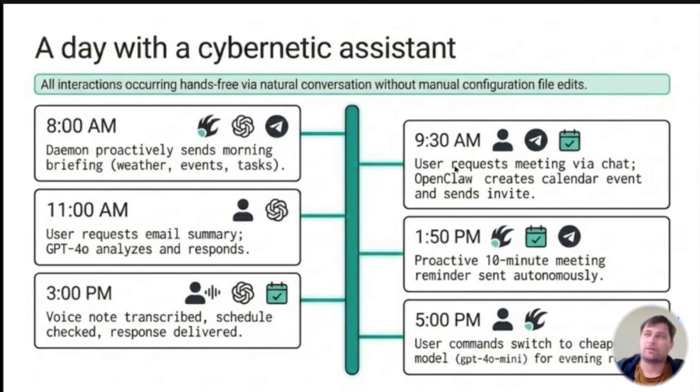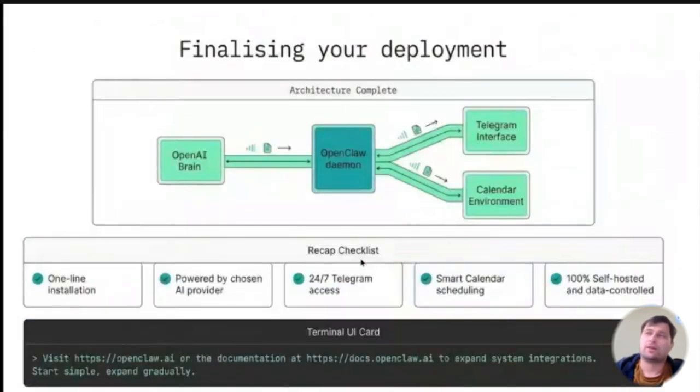So also you can basically request a meeting, which I presented, a proactive 10 minutes meeting. And yeah, you can ask it to switch to a cheaper model. So I think this is what we have in the end.